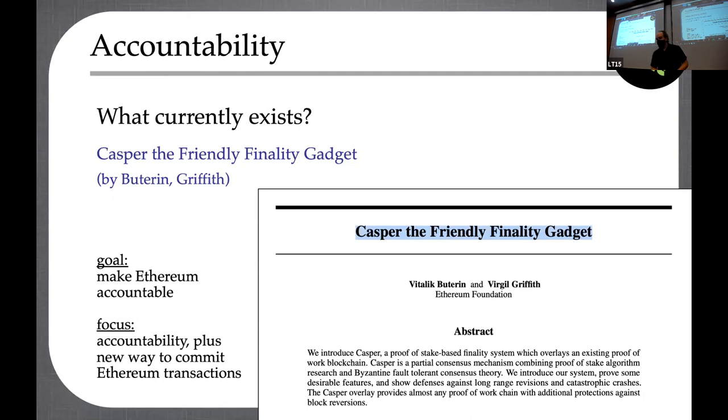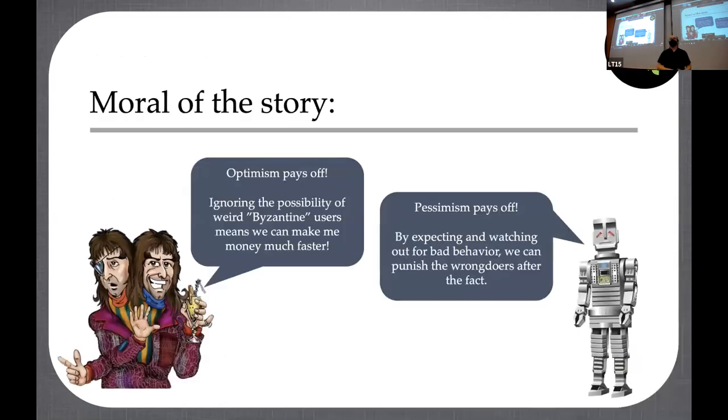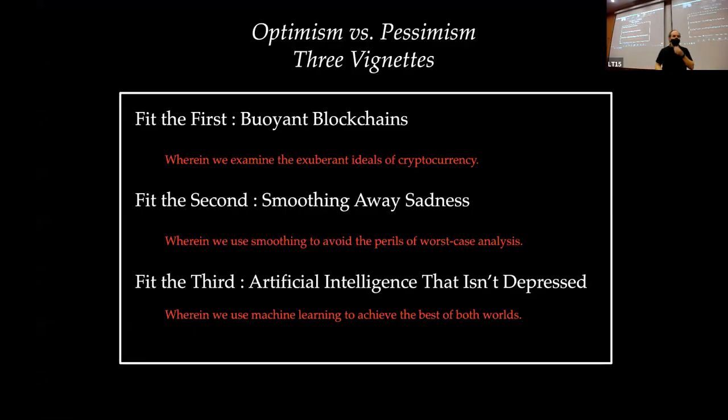Anyways, so I'd like to argue that accountability seems like an interesting trade-off point between optimism and pessimism. On the one hand, it seems like optimism pays off. If we ignore a little bit of the possibility of attack, we can make our systems more efficient. On the other hand, we need some good pessimism here. We need to ensure that we can punish the wrongdoers when they do something wrong. Okay, so this is my short story on blockchains.